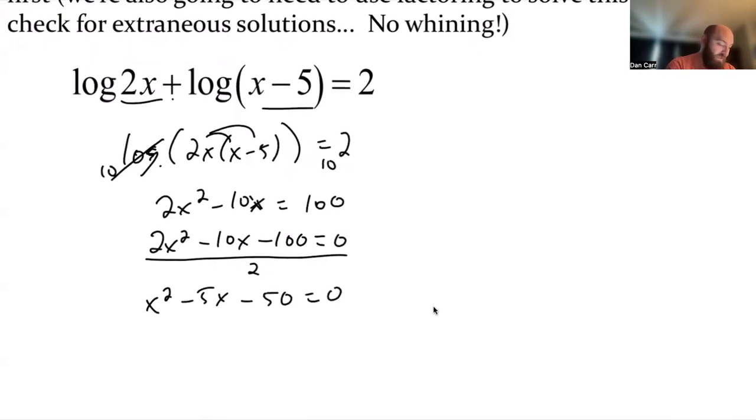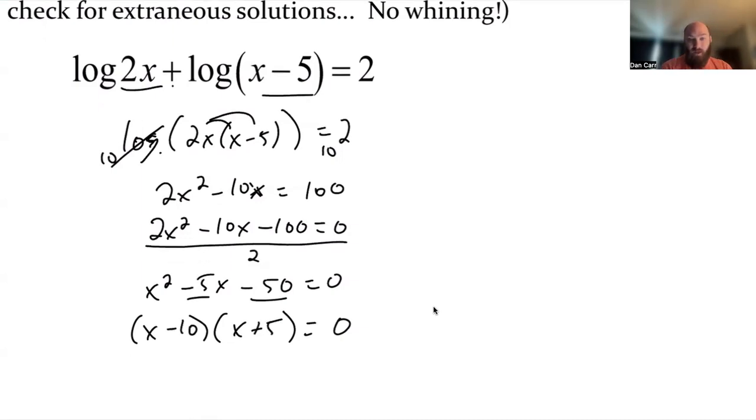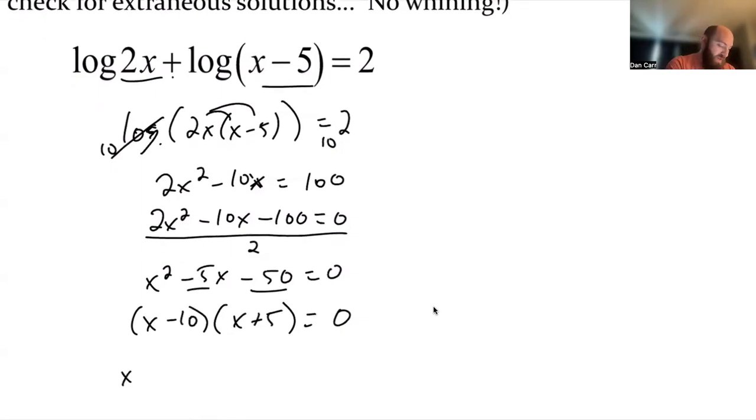And then this is pretty good for factoring. So to multiply to negative 50 and add to negative 5, that's going to be x minus 10 and x plus 5. And so that means x equals 10 and x equals negative 5. But make sure you double check for that extraneous solution.